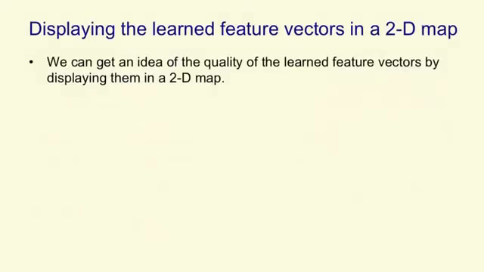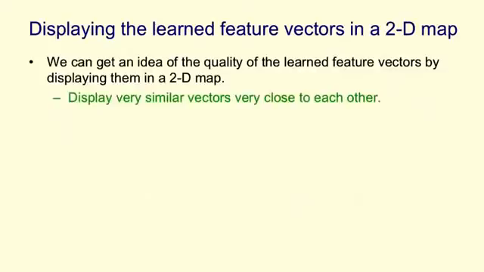One way of getting a sense of the vectors that they learned for words is to display the vectors in a 2-dimensional map. What we want to do is lay out the word vectors in such a way that very similar vectors are very close to one another. So then you'll discover what words the neural network thinks have similar meanings.